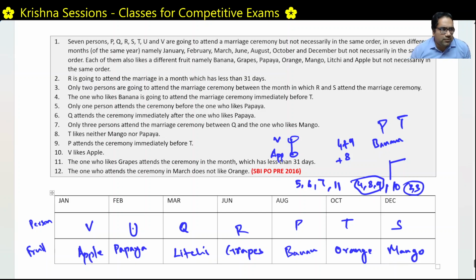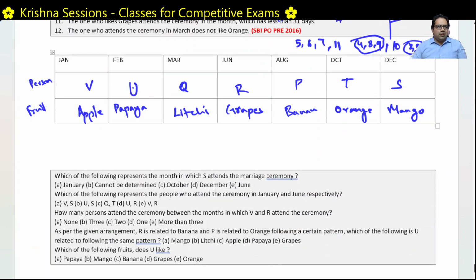Once all conditions are satisfied, 100%, our solution is satisfied. We don't need to worry about our solution. Once we go through all the conditions and our solution is satisfied, that means that is the correct solution. Now let's look at the questions.